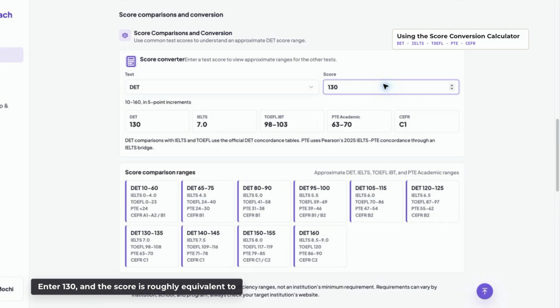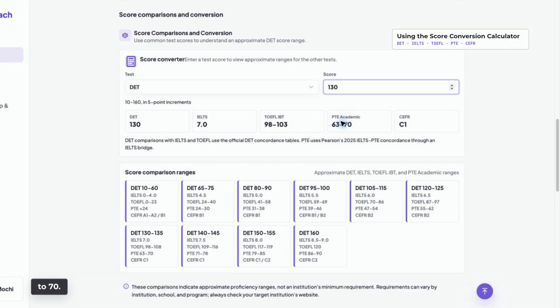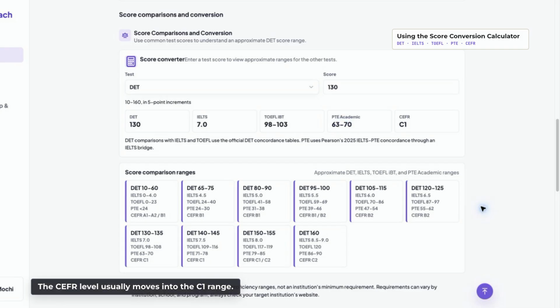Enter 130, and the score is roughly equivalent to IELTS 7.0, TOEFL 98 to 103, and Pearson 63 to 70. The CEFR level usually moves into the C1 range. At 135, the IELTS equivalent is still around 7.0, while the TOEFL range is approximately 104 to 108. This is also a range that many programs with higher language requirements pay close attention to.